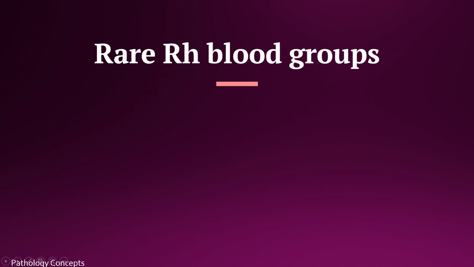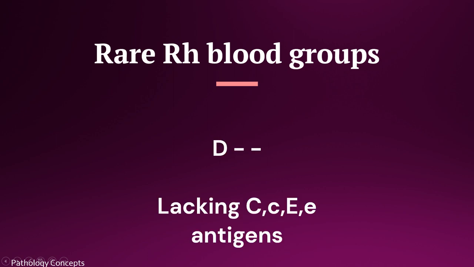Now let's learn the rare blood groups in the Rh system. Mainly it is R0, r prime, r double prime and Ry. These four are rare blood groups in the Rh system. The second one is D dash dash. In this individual, the RHCE gene is deleted, lacking the capital C, small c, capital E, small e antigens, and having very strong expression of D antigen.